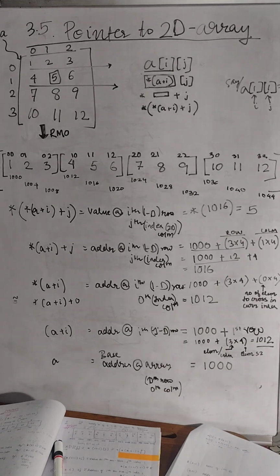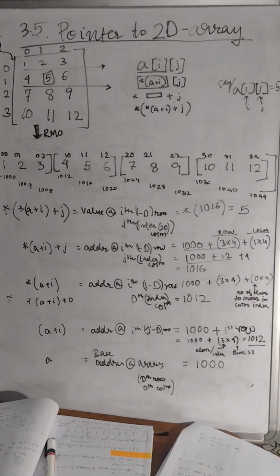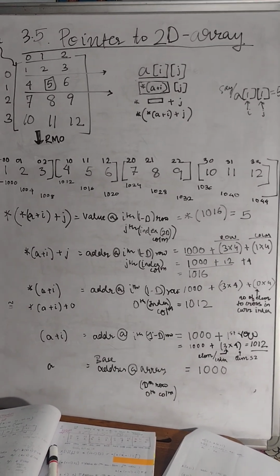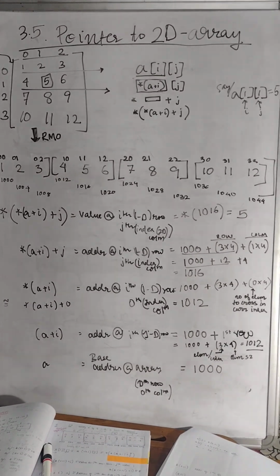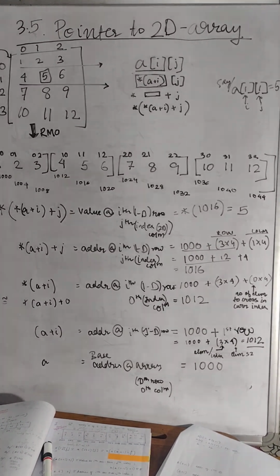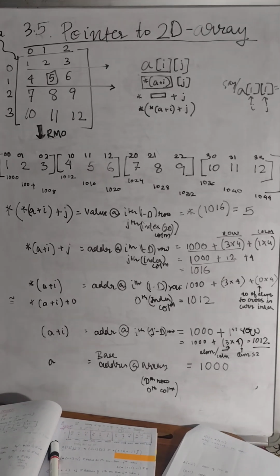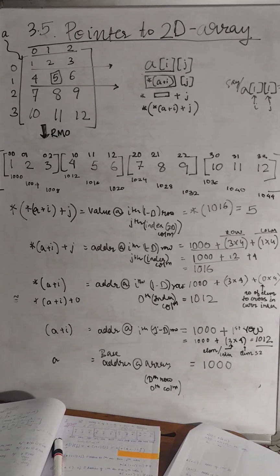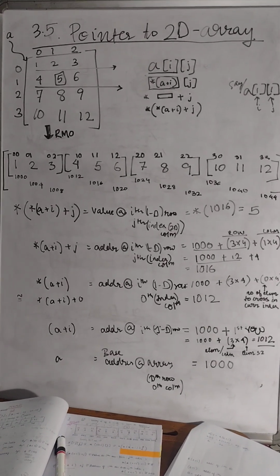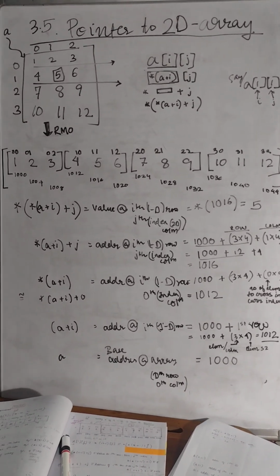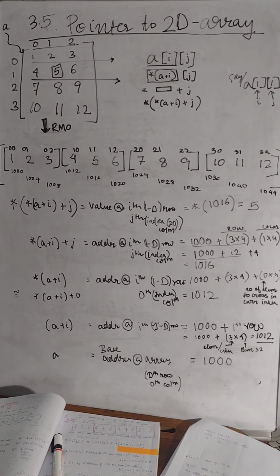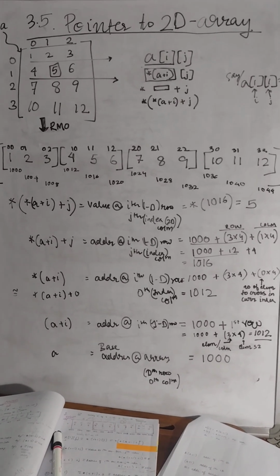Just to explain a little bit more, now we want to cover the first column in the first row, so in addition to 1012, we will add 1 into 4, which will give us an address value of 1016. Now to again enter or to discover what is there in 1016, we will again give one dereference pointer, and now we will get the value.